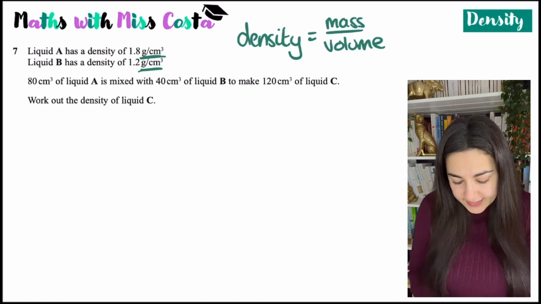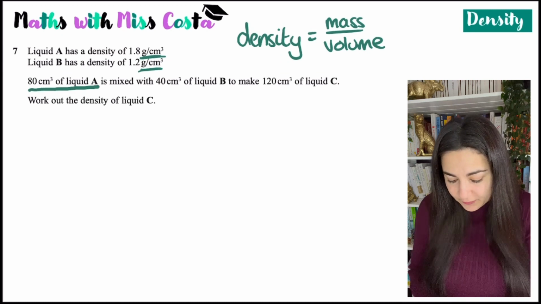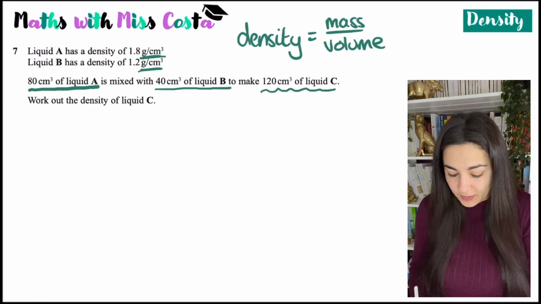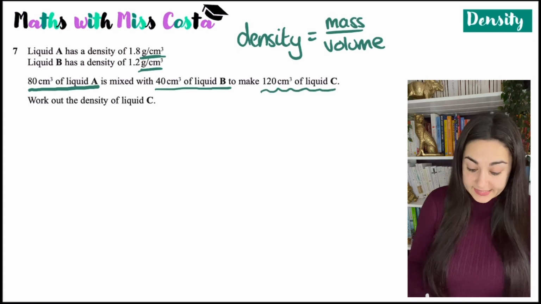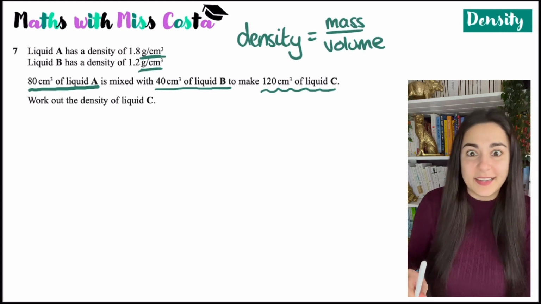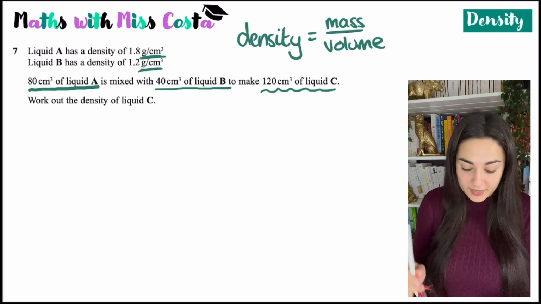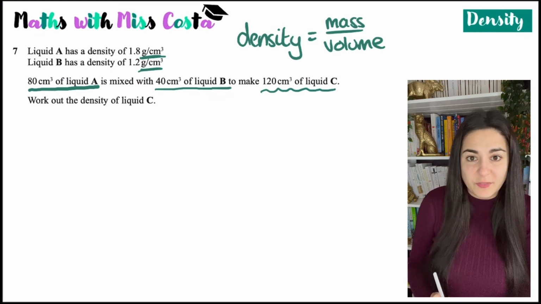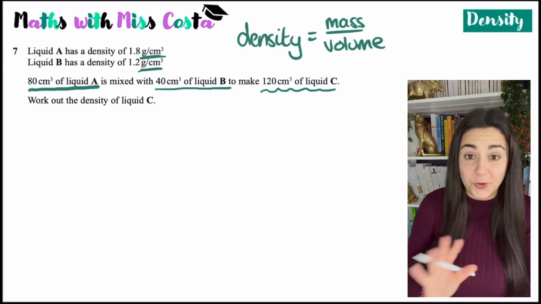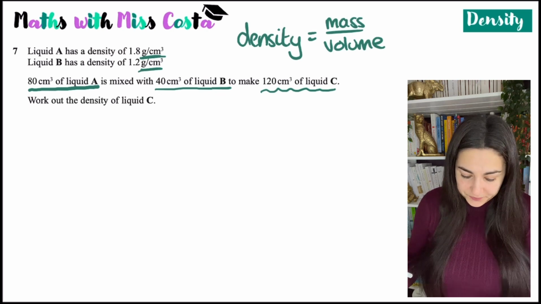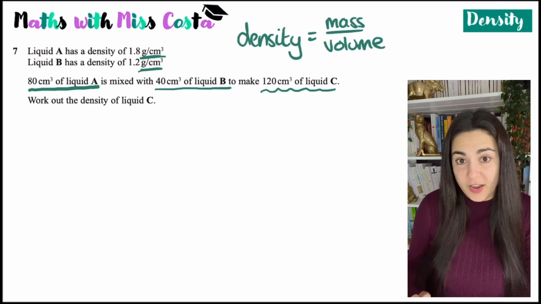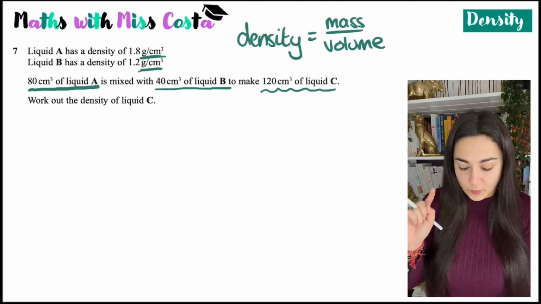They're told that 80 centimetre cubed of liquid A is mixed with 40 centimetre cubed of liquid B to make 120 centimetre cubed of liquid C, and we need to work out the density of liquid C. Now this is where a lot of people get it wrong, because they're like, oh, I'll just add up the densities of liquid A and B and divide them by 2 and that'll give me liquid C. No. What we need to do is use the information we've been given to find the information that we don't know.